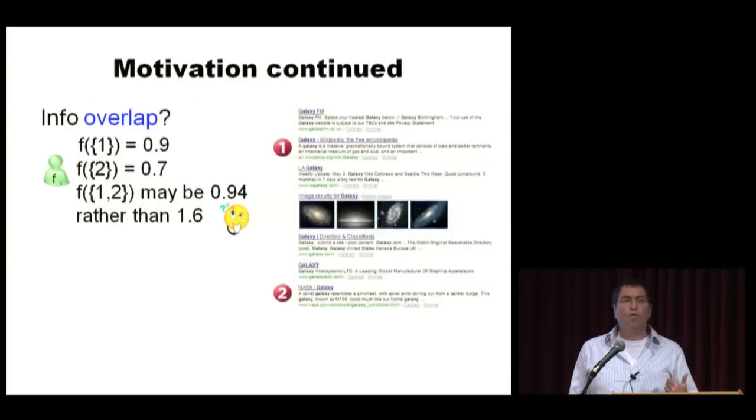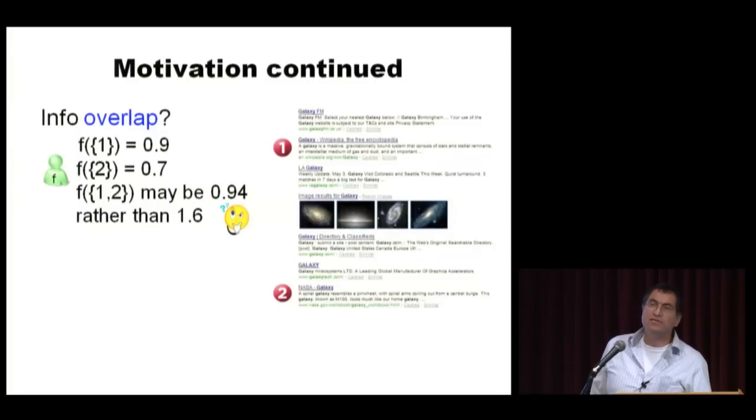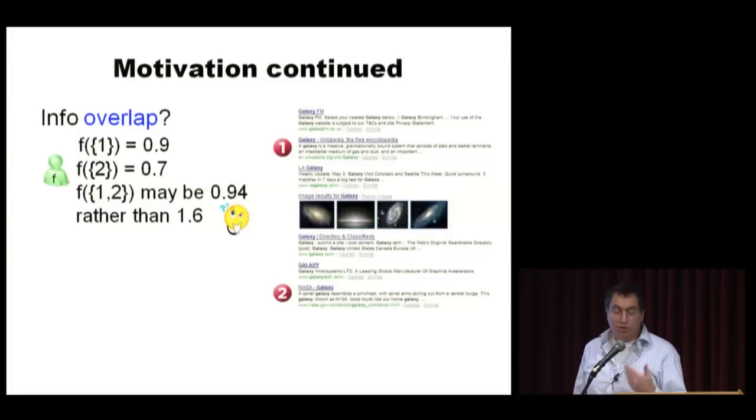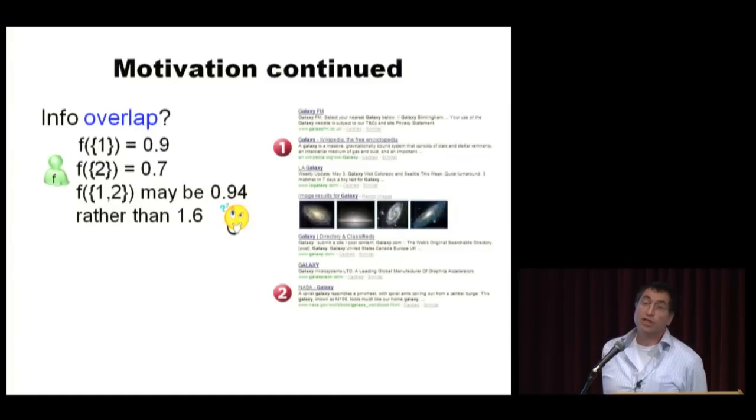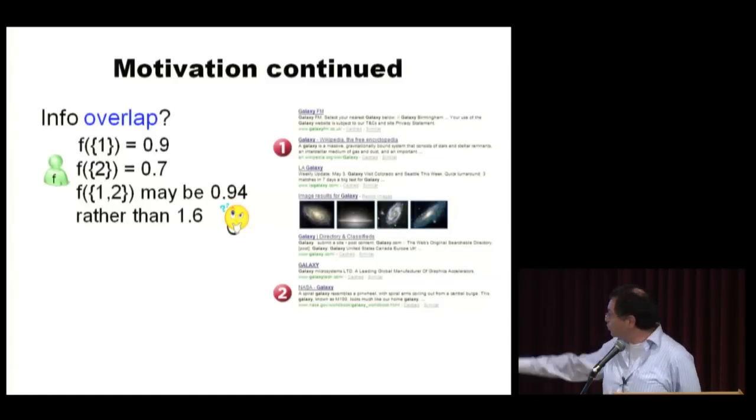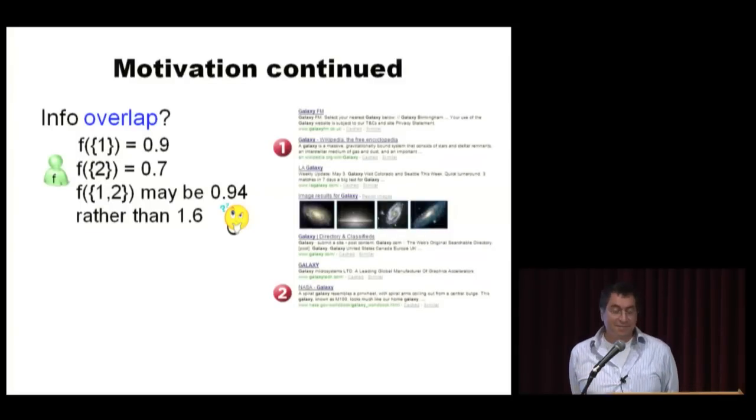One thing to understand is that these pages do not necessarily have disjoint information. For example, if you're looking for galaxy, you might see two possible pages, 1 and 2, where one is the Wikipedia page, which has some information, and number 2 is the NASA page. As you can notice, Wikipedia is more informative than the NASA page. It knows more about the galaxy.